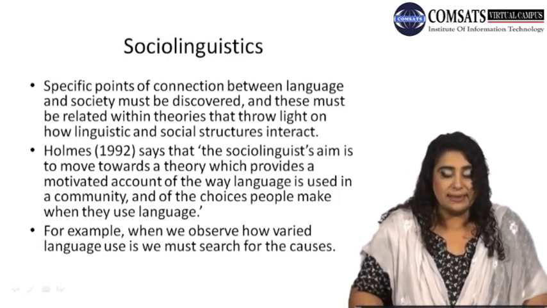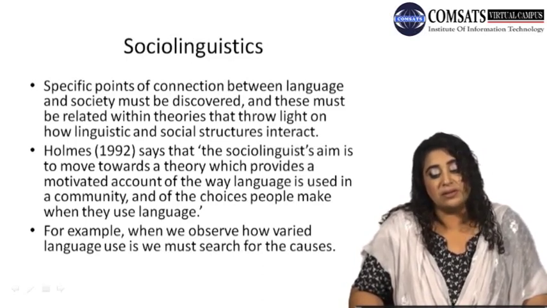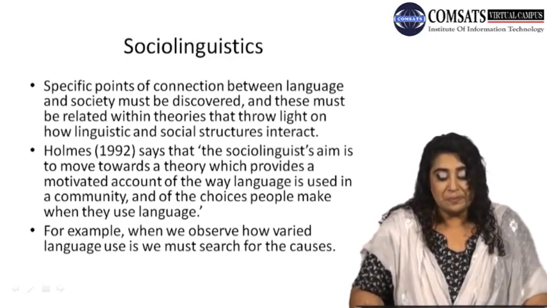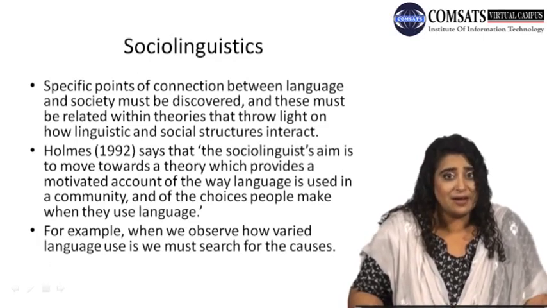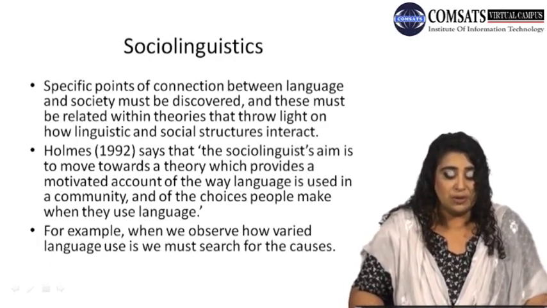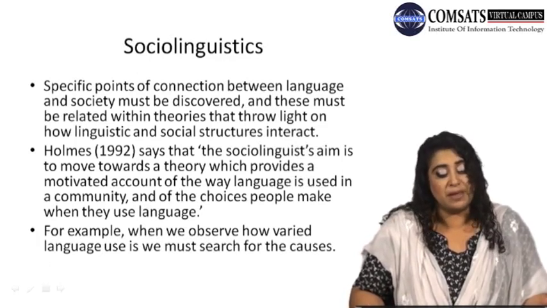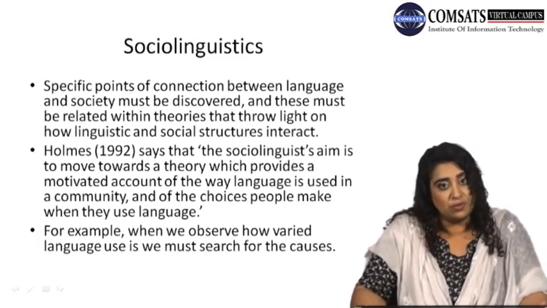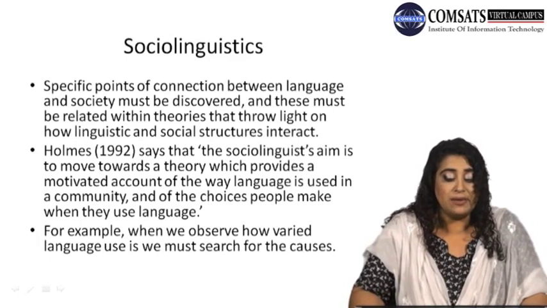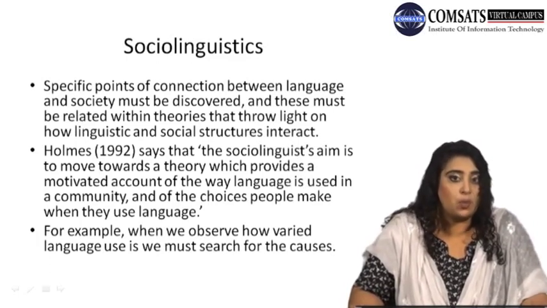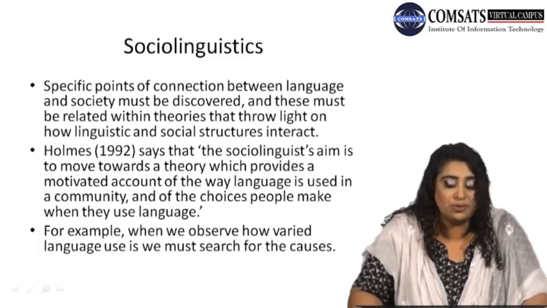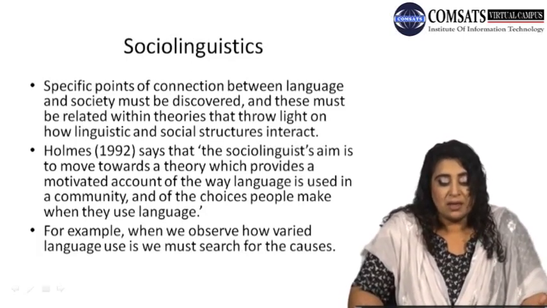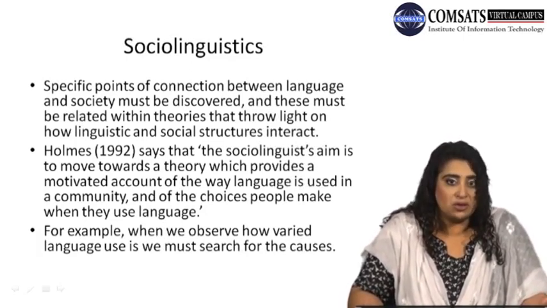So according to Holmes in 1992, the sociolinguistics aim is to move towards a theory which provides a motivated account of the way language is used in a community and of the choices people make when they use language. So it has to move towards a theory, where language is used in a community, and the way people choose what language to produce or how to produce it is according to the community they live in. And it depends on the choices that those people make.